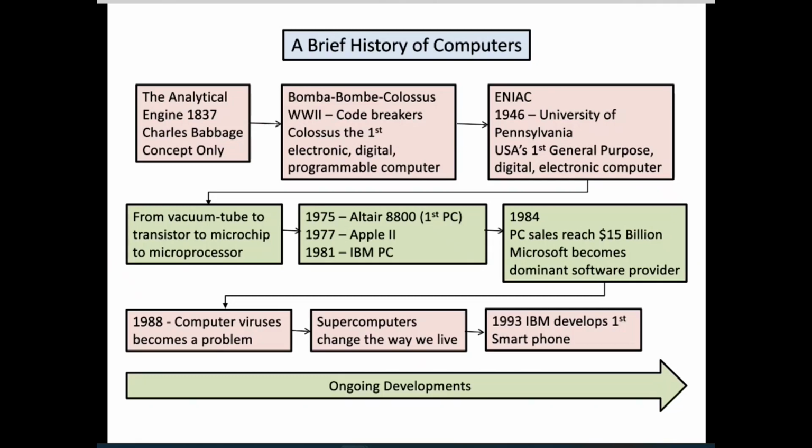Then 2 years later, Apple came up with something that was a little bit more user-friendly, and that was in 1977. Then in 1981, IBM came up with the first, what we would call a PC. And a PC is a personal computer. Not really that long ago.